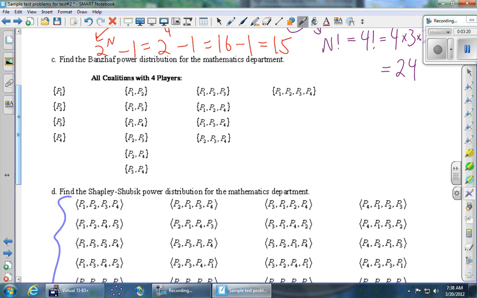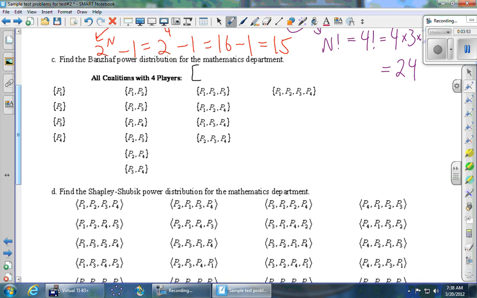Okay, part C. Find the Banzhaf power distribution for the mathematics department. Okay, you will have the first page of the packet with you, so in theory that tells you exactly how to do this, but certainly you want to practice before you get there to the test. So the Banzhaf power distribution involves listing all the winning coalitions and then finding the critical players. So first thing we need to do is think about which ones of these 15 things that are listed here is actually a winning coalition.